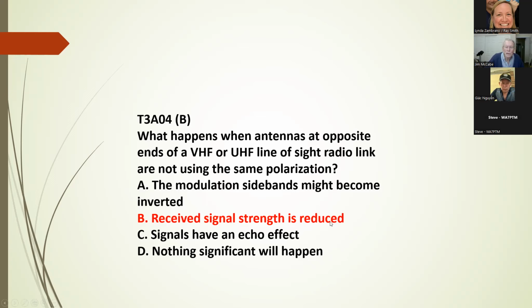Okay, and then what happens when antennas at opposite ends of a UHF or VHF line of sight path are not using the same polarization? Again, when this is direct communication, remember that little picture we saw earlier. That's the case where the signal strength will be reduced. Otherwise, you're going to get the strongest signal when you've got the same polarization of the transmitting antenna and the receiving antenna. And that's the right answer.